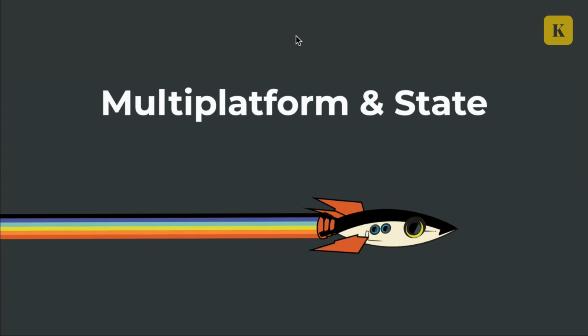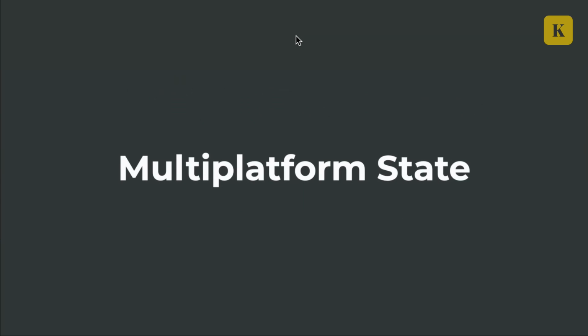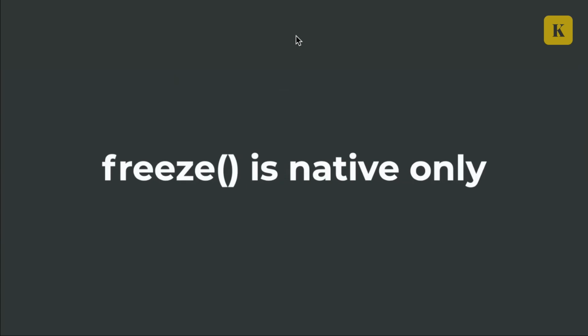So, multi-platform and state. Everything we talked about up till now is basically really just talking about native. It's not really talking about how you do it in a shared context. So the first thing: freeze is native only, right? So JVM and JS don't have freeze.